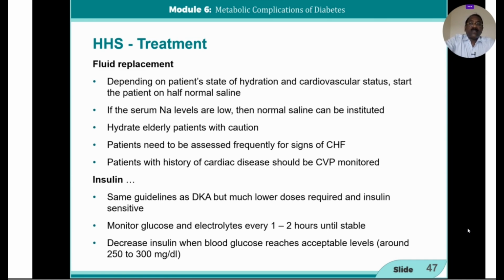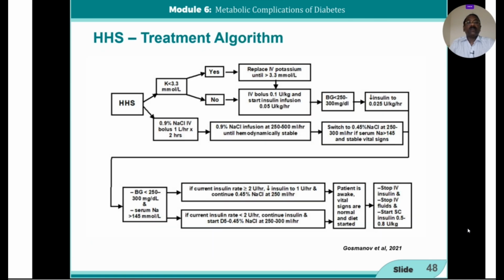Insulin, same guidelines as DKA, that is about 0.1 unit per kg body weight as a bolus dose, and then 0.1 unit per kg body weight per hour as an IV infusion. Monitor glucose and electrolytes every 1 to 2 hours. Decrease the insulin when the blood glucose reaches 200 or 250 or 300 to avoid cerebral edema. So here the treatment depends on your potassium levels, sodium levels, etc.